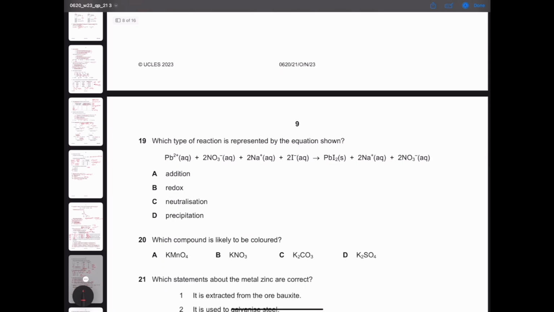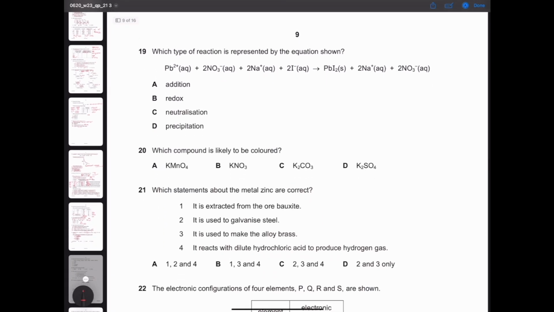Alright, now question number 19. Which type of reaction is represented by equation shown? Do not make the mistake thinking that, oh, ions are present here, so this should be redox reaction. It's not a redox reaction. I'll tell you why. Look at the oxidation states everywhere, they're ultimately the same. Lead is 2+ here. Here its oxidation state will also be 2+. You can check, find it out later. Na is +1, Na is +1. NO3 is -1, NO3 is -1. Iodide ion is -1. Here it will also be -1 only. So it's not a redox reaction.